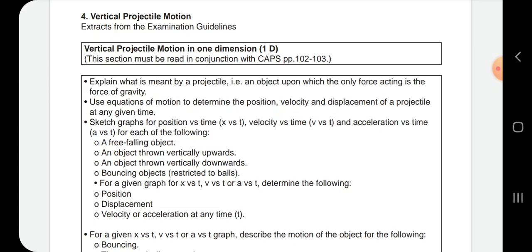So on today's video we'll be doing vertical projectile motion. If you're struggling with momentum and impulse, please check my previous video that I uploaded last week Wednesday. Check that out so that you can ace these exams.